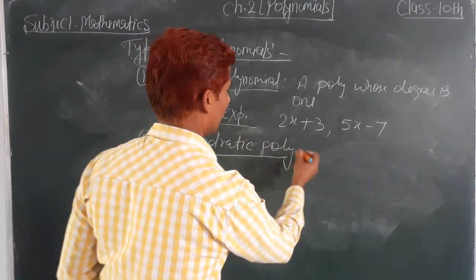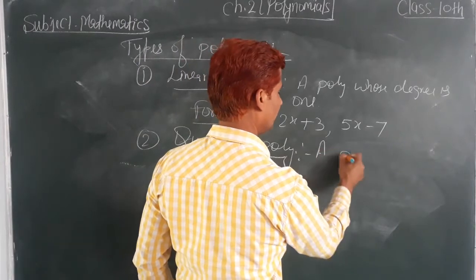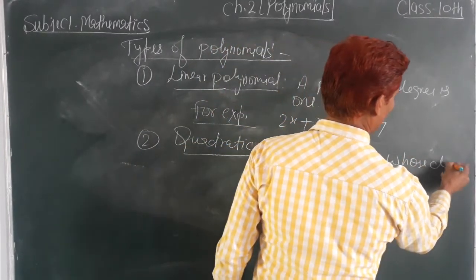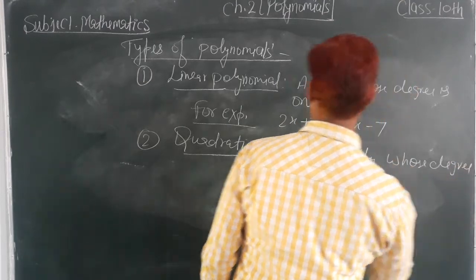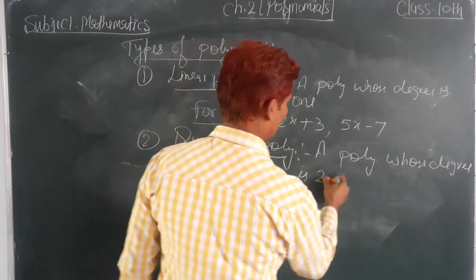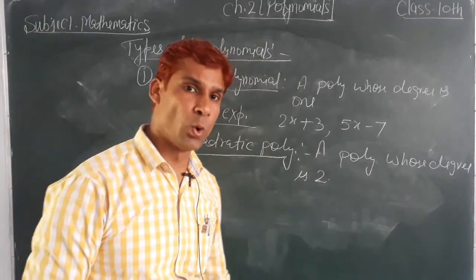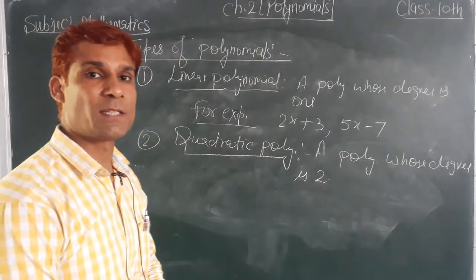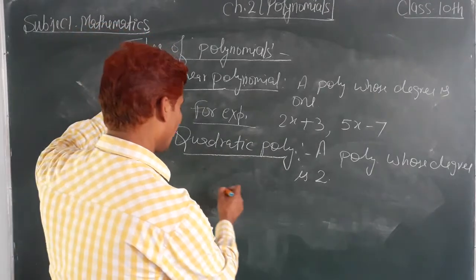Quadratic polynomial, a polynomial whose degree is 2. ऐसा पॉलिनोमियल जिसकी डिग्री 2 होगी वो क्वाड्रेटिक पॉलिनोमियल कहलाएगा.